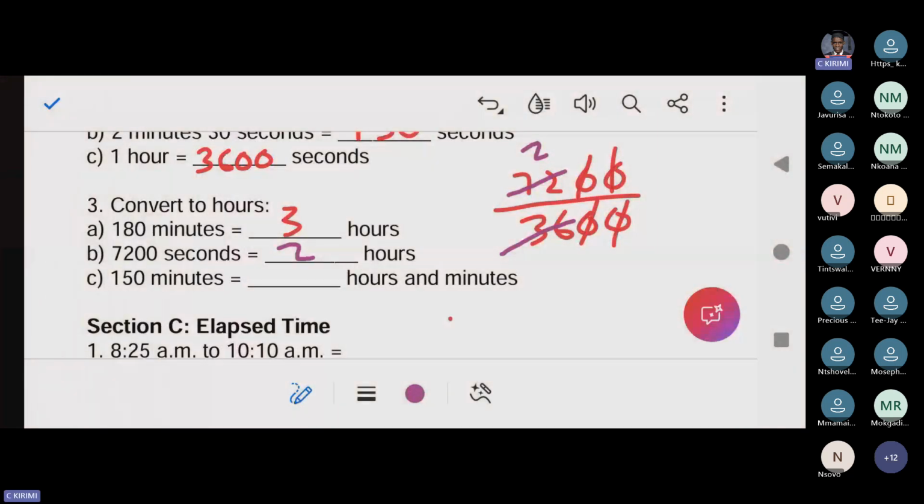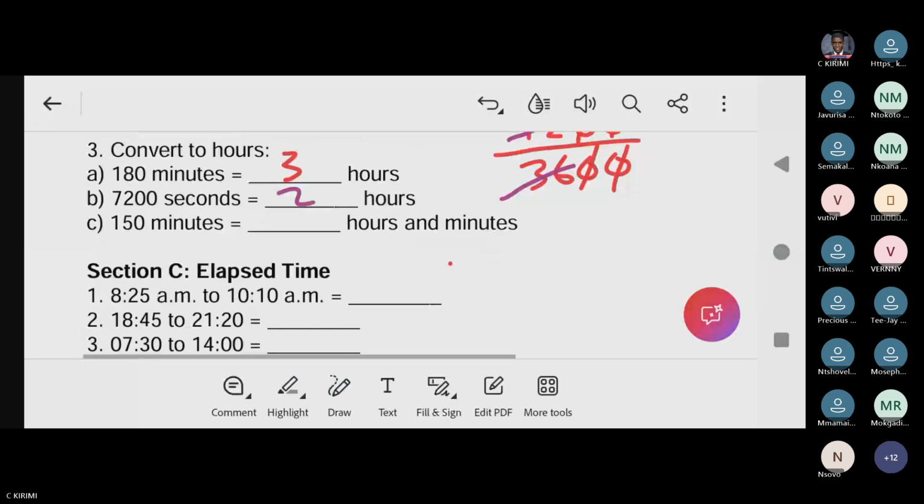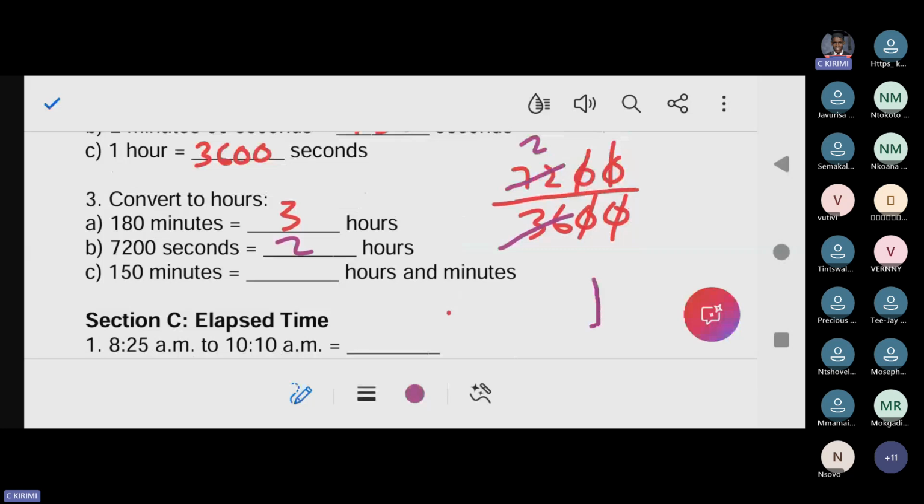Then 150 minutes is how many hours in hours and minutes? So we are simply dividing that time by 60. So 150 divided by 60, you want to see how many hours and minutes. What is very easy is for you to use the short method because you are going to cancel the zeros if you are given such a problem. 150 divided by 60 minutes.